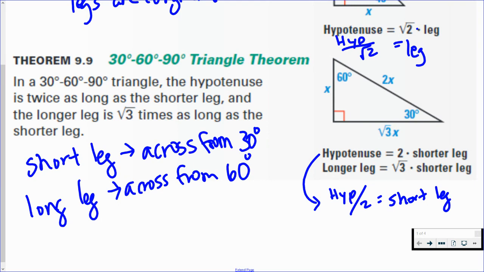Your second property is that the long leg equals square root of 3 times the short leg. So everything really depends on the short leg. You've got to have the short leg, or you've got to be able to get to the short leg in your triangle if it's 30, 60, 90.